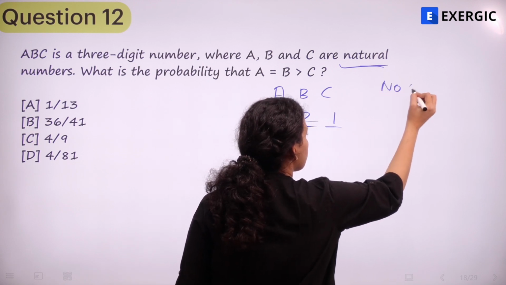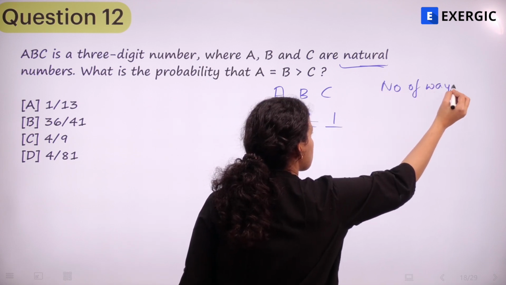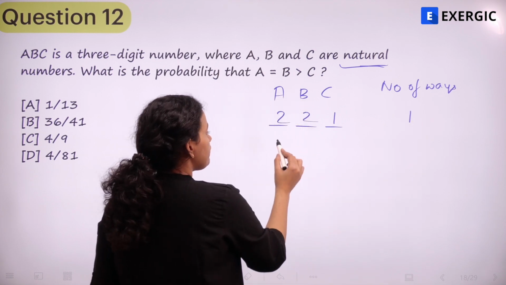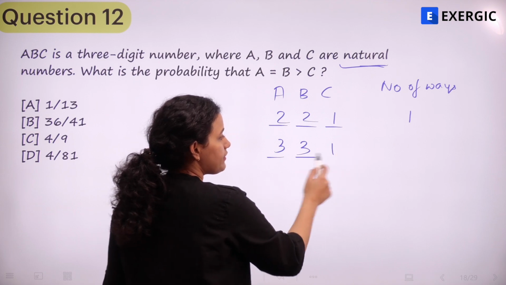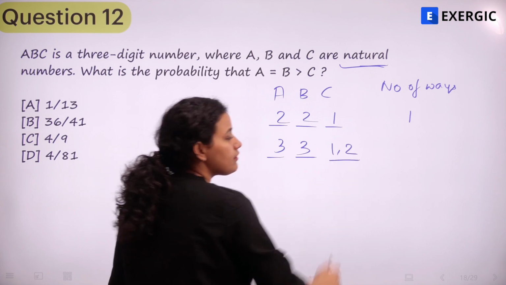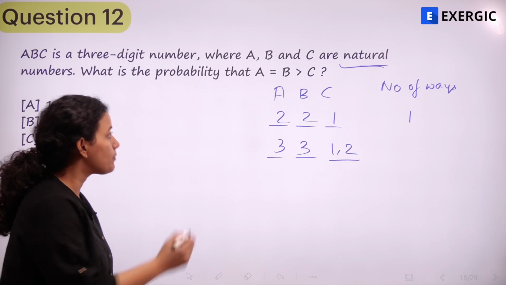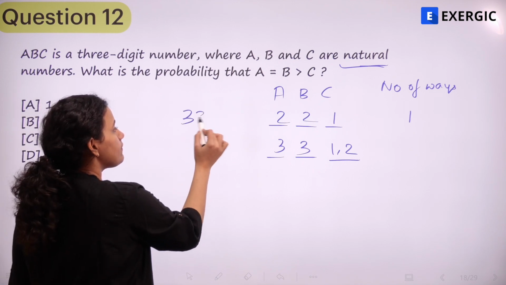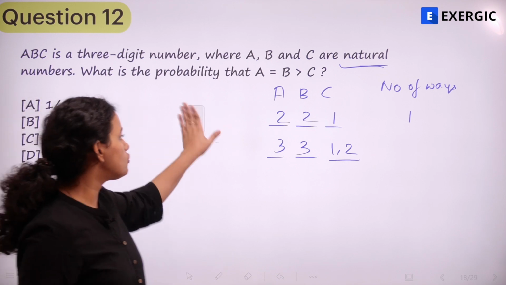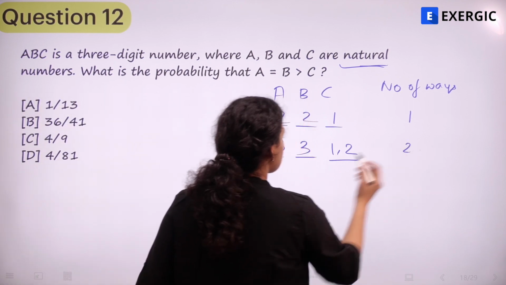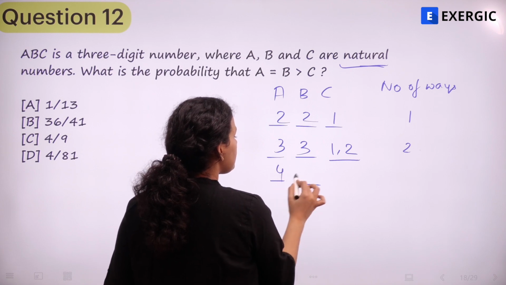Let me write down number of ways here. So number of ways is going to be 1. What if this is a 3? That means I can have a 1 here, 3, 3, 1, or I can have a 2 here. 3, 3, 1 is one number possible. 3, 3, 2 is another number possible. So 2 numbers are possible.